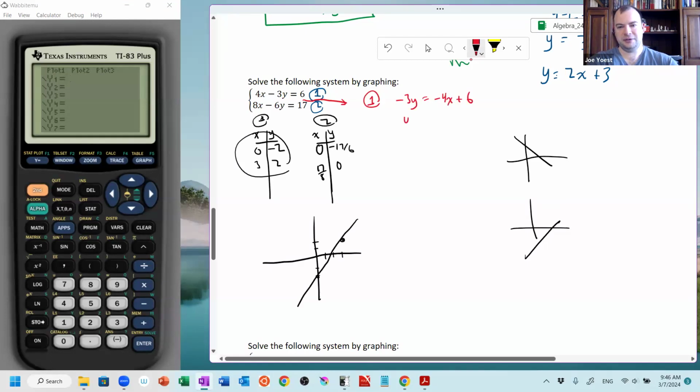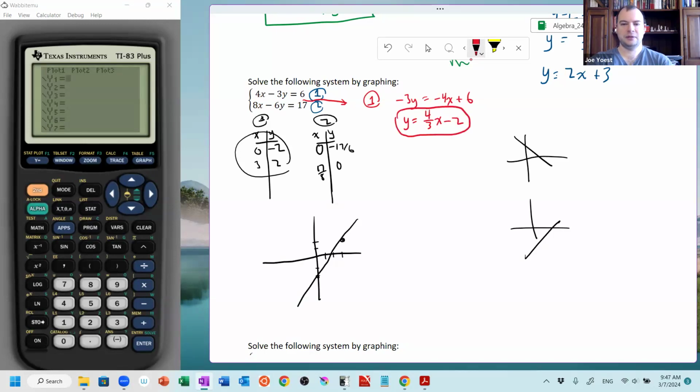And then divide by negative 3. So negative 4 over negative 3 is 4/3. And then 6 over negative 3 is minus 2. This is equation 1: y equals 4/3 x minus 2.